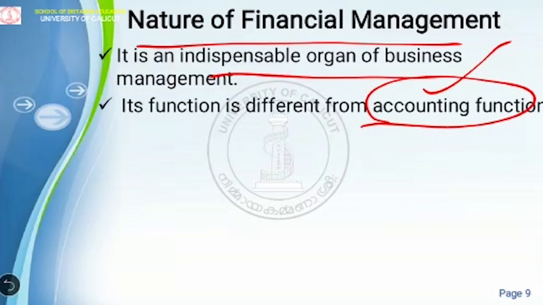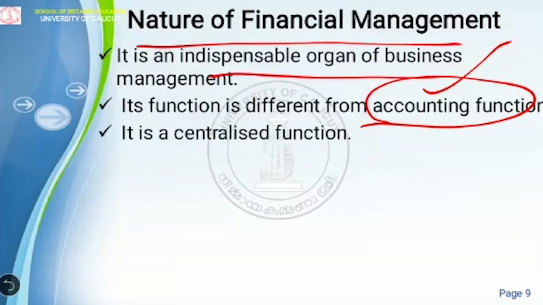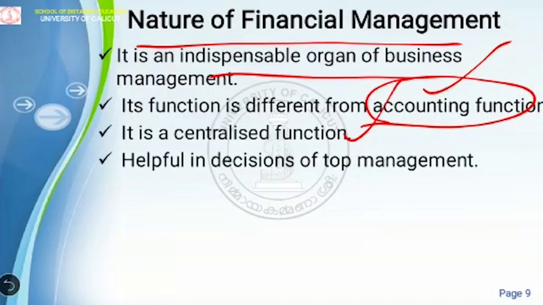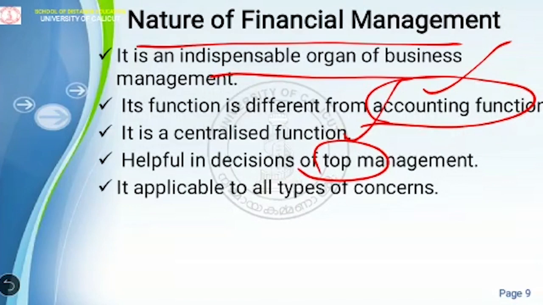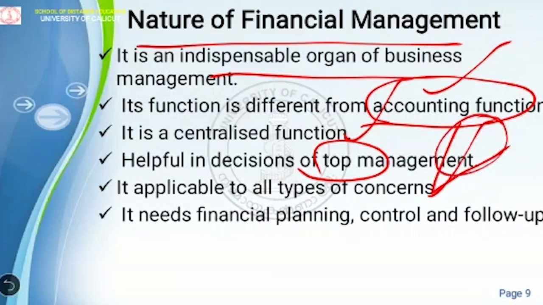Accounting is just recording, classifying, summarizing, but financial management involves the major decisions relating to the investment, dividend and financing decisions of the organization. It has a long term impact, so proper guidance and proper control should be there in financial management. It is a centralized function of the organization. Then it is helpful in decisions of top management. Major strategic financial decisions are taken by the top management. Then it is applicable to all types of concerns, whether small scale, large scale, or medium scale industry. Anywhere it is applicable. It needs financial planning, control, and follow-up.